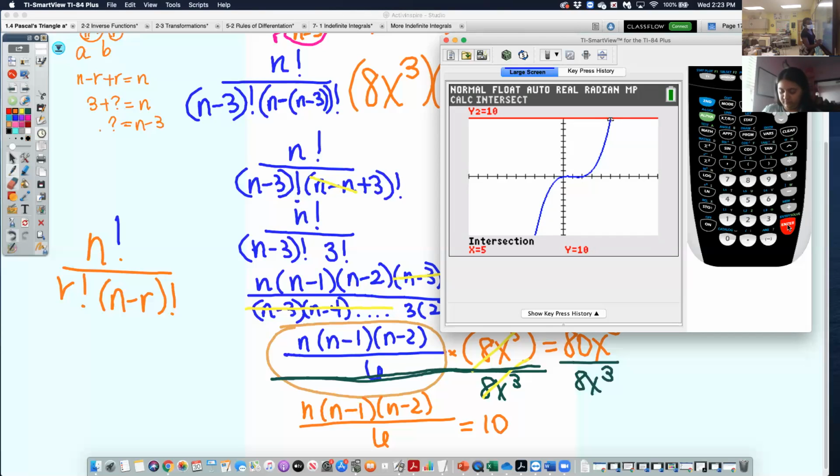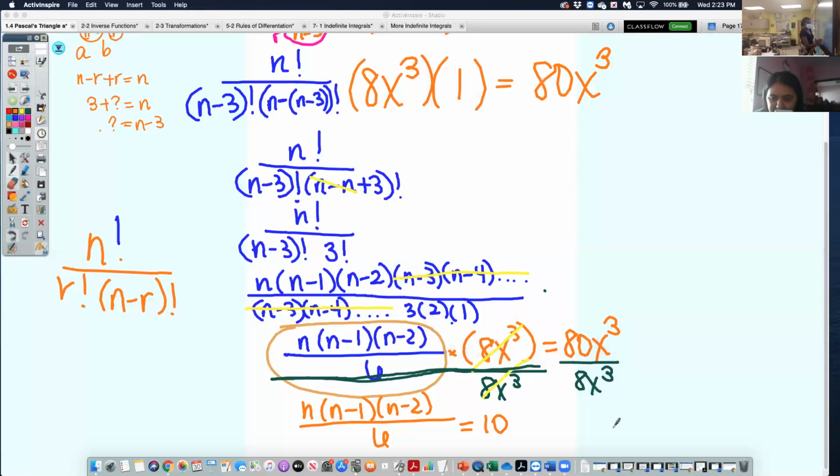So the value of n in the expansion of 2x plus 1, that will give us the x to the third term to have a coefficient of 80. It's going to be n equals 5.